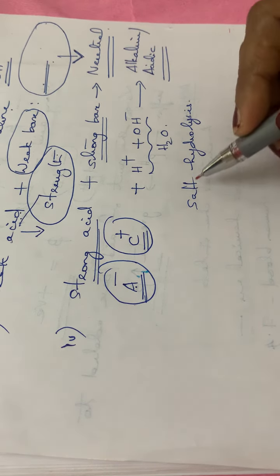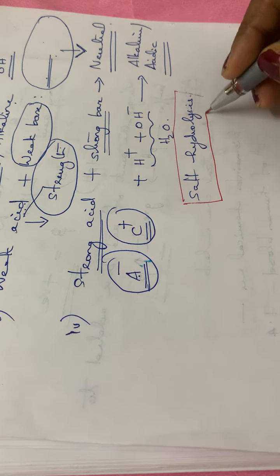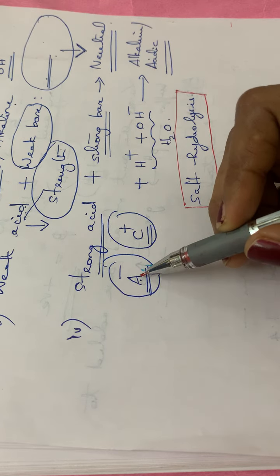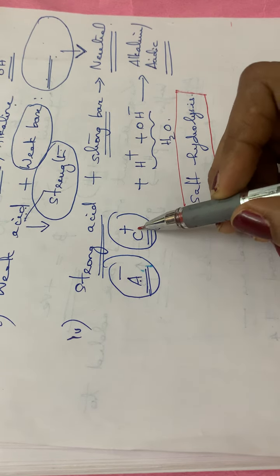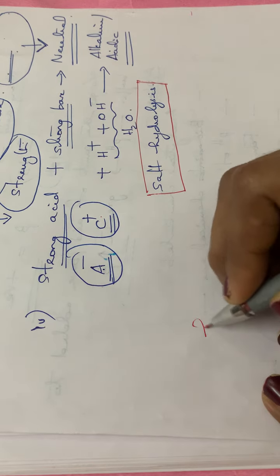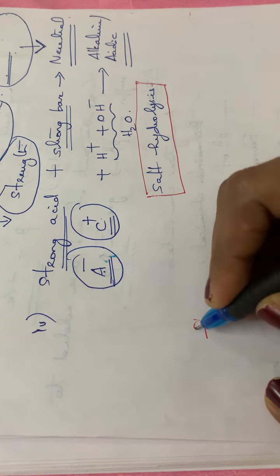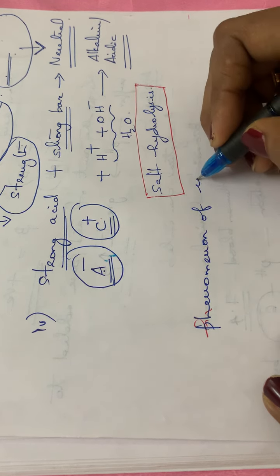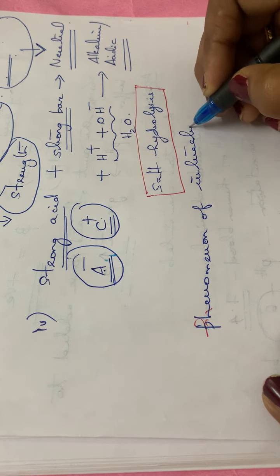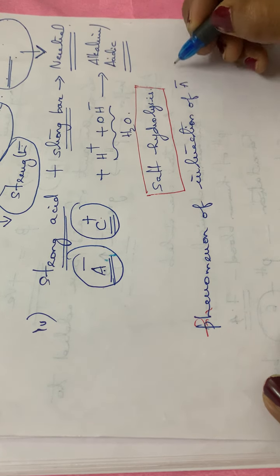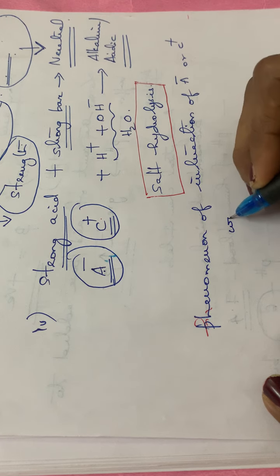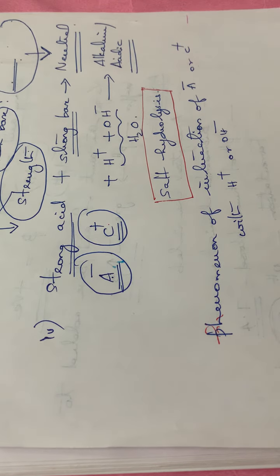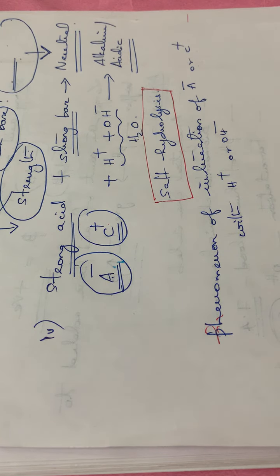So this phenomenon is called salt hydrolysis, or hydrolysis of salt. The definition is: the phenomenon of interaction of anions or cations with H plus or OH minus to form an acidic or alkaline solution is called salt hydrolysis.